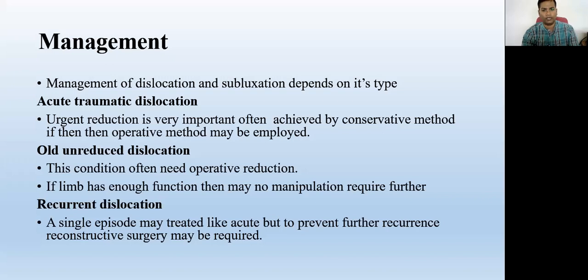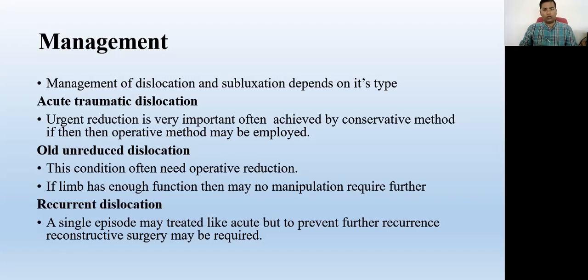Then come to the management. It totally depends on the type, whether it's subluxation or dislocation. Subluxation can usually be managed by closed manipulation, but dislocation is very difficult to manage by closed manipulation, and open reduction may be required. So there are kinds of acute traumatic dislocation, old unreduced dislocation, and recurrent dislocation. These are the three types of dislocation we already discussed.